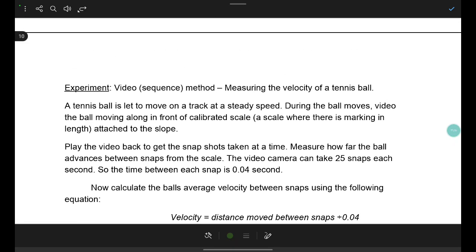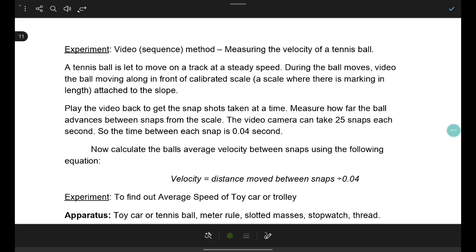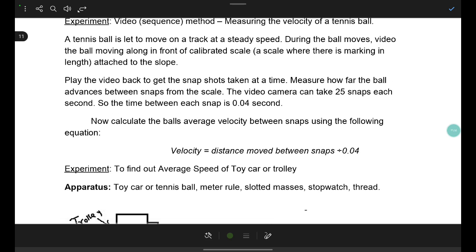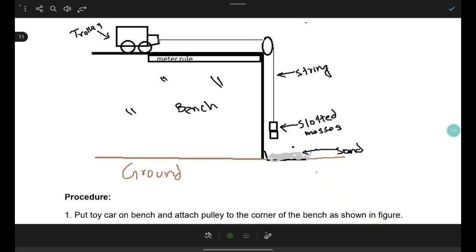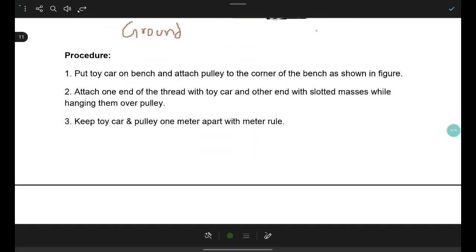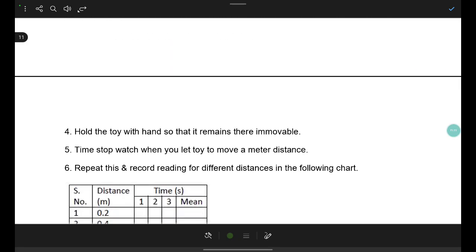This is an experiment to calculate velocity and displacement.